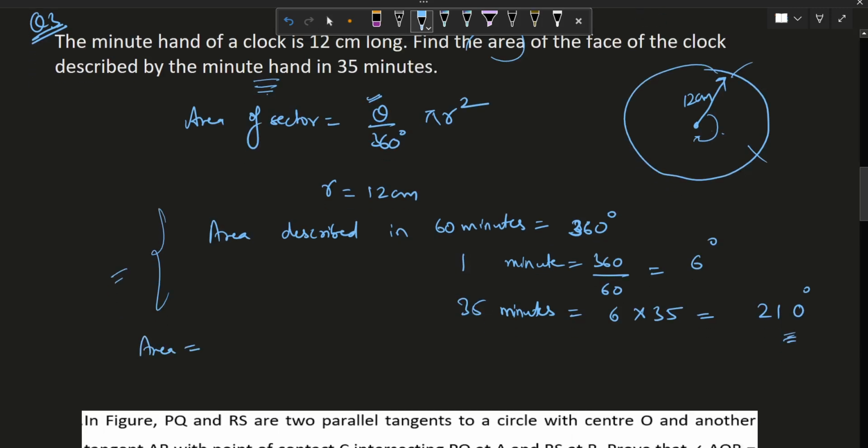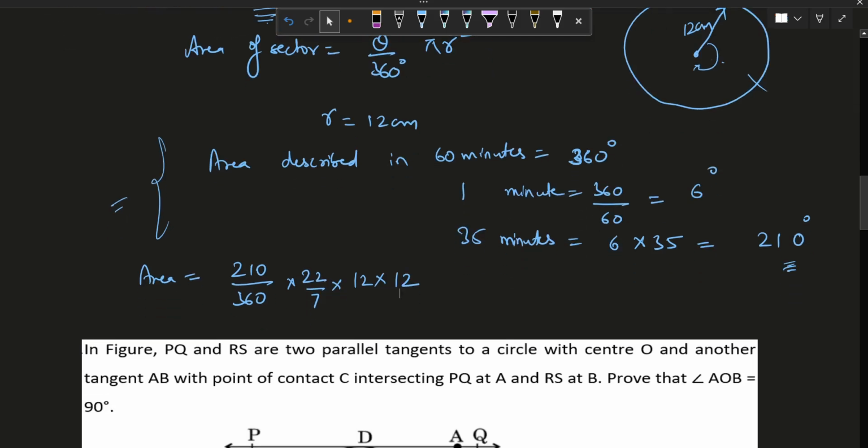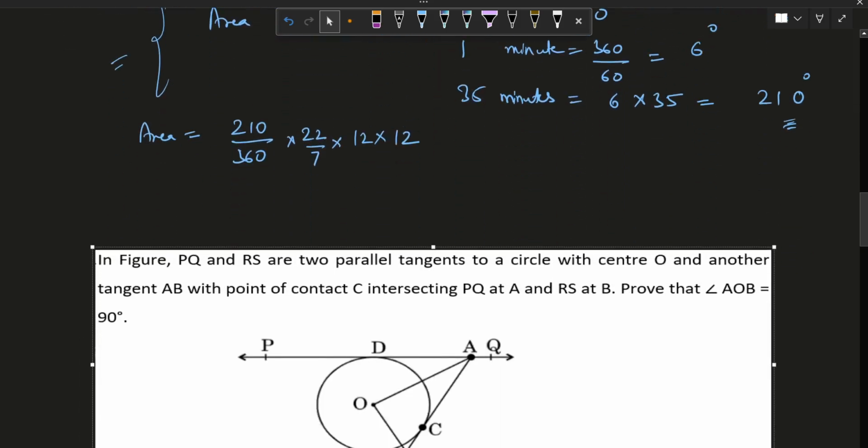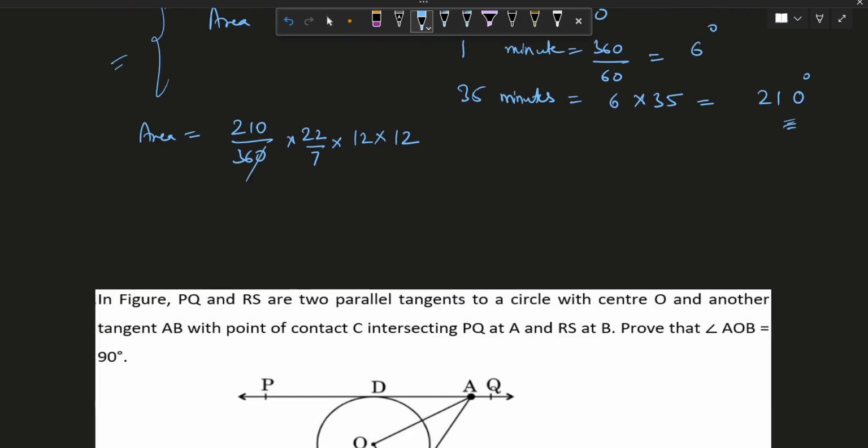So area swept will be 210 by 360 degree into pi, I'll use 22 by 7 into 12 into 12. So let's calculate it and see what we are going to get. Over here 0 0 cancels out, 36, so 12 3s are 36, 3 and 7 will cancel, 21, so you're left with 22 into 12 only. So when you multiply, you will get 264 centimeter square. That is the area. I hope it's clear.